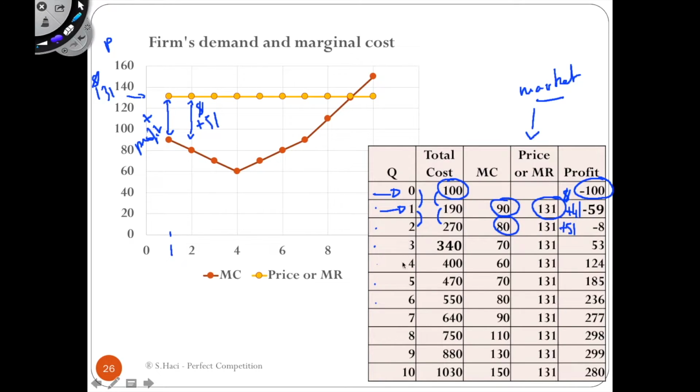Now, if you keep producing additional units, you see that the marginal cost falls right there, but after a while it starts to increase.